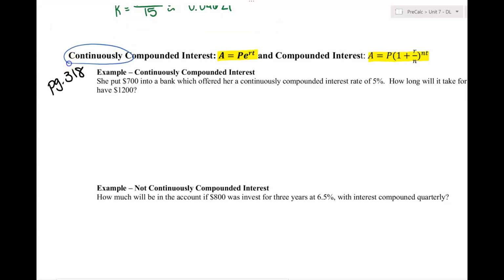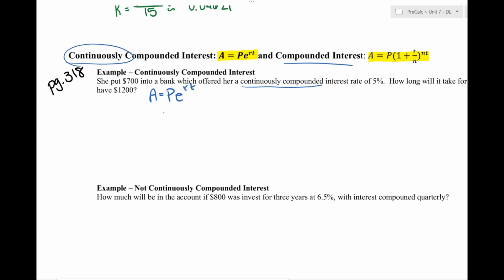One says continuously and one just says compounded. This might be monthly, daily, weekly, hourly, whatever. Big differences, big buzzwords. So for the first one, if I didn't know it was compounded continuously, it says in the wording continuously compounded. So right then and there, I know I'm going to use A is equal to P times e to the rt power. Okay, so we know she puts $700 into the bank. Oh, we should figure this out first.